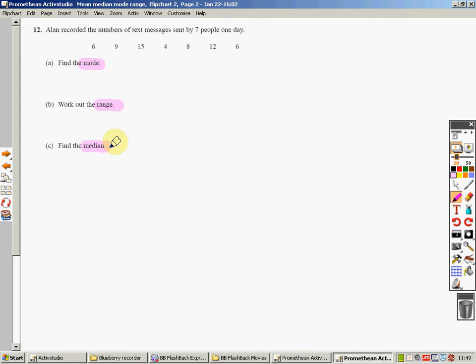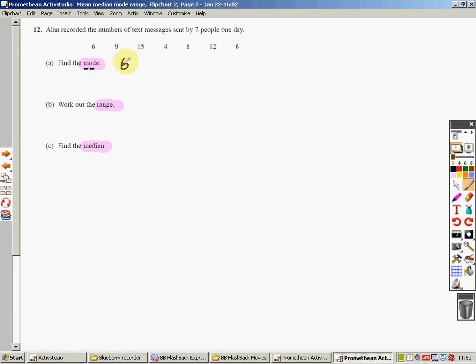So the mode. First of all, the mode is written there for us. The most often. M-O, most often. Which number is coming up the most often? I'm just standing back and having a look here. Well, it's the number 6. It's the only one that occurs twice.